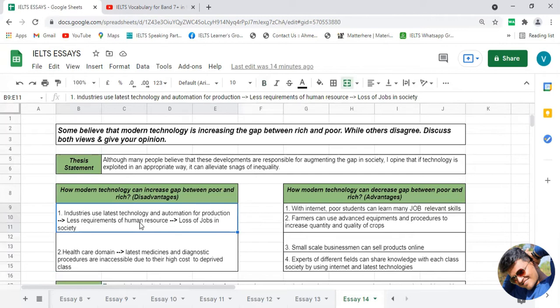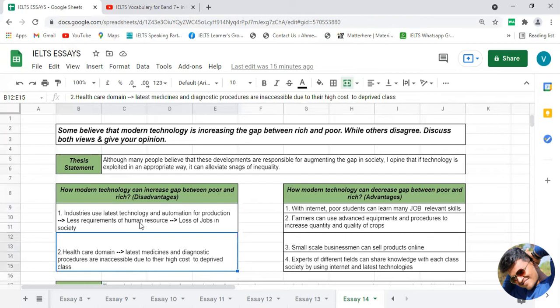Okay, and just because of this, because of more use of technology in industry, people start losing their jobs, and because of that reason, the gap between poor and rich people is increased. And that's why you can consider this point in your body paragraph number 1, right? Now let's come to the second point.